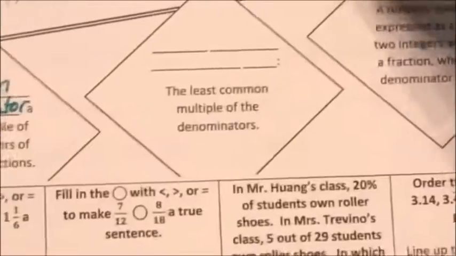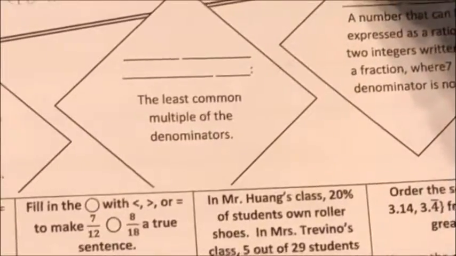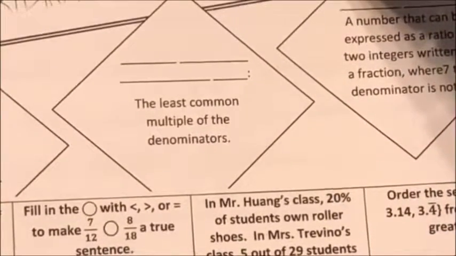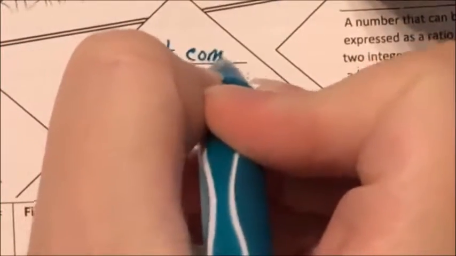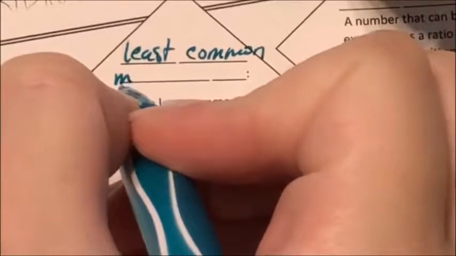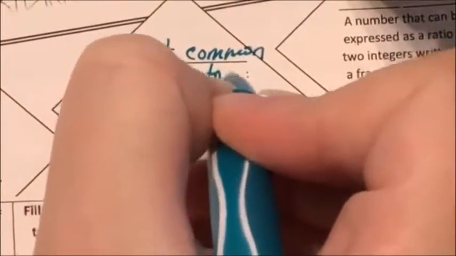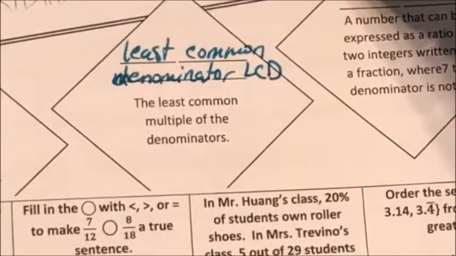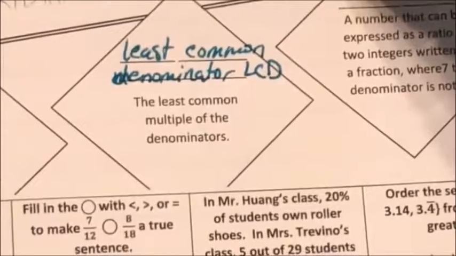In the next diamond, it says blank, blank, blank, blank, the least common multiple of the denominators. In those blanks, you're going to write least common denominator, LCD. So least common denominator, LCD, is the least common multiple of the denominators.